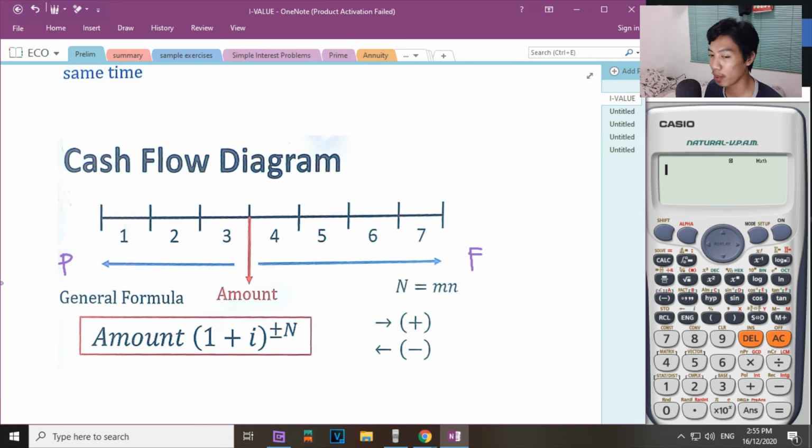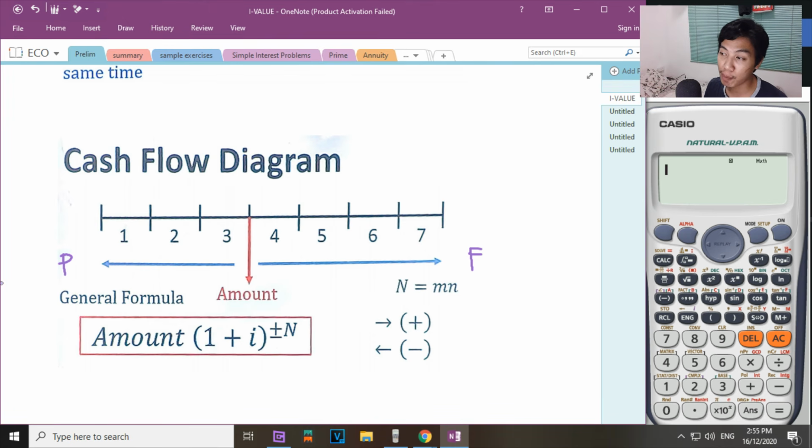Pero there is a case and there is a technique kung saan all your transactions, you can put it up into present worth or future worth. Whichever is convenient to you. I will show it to you later on. Okay? Ganun yung gamit ng cash flow diagram.